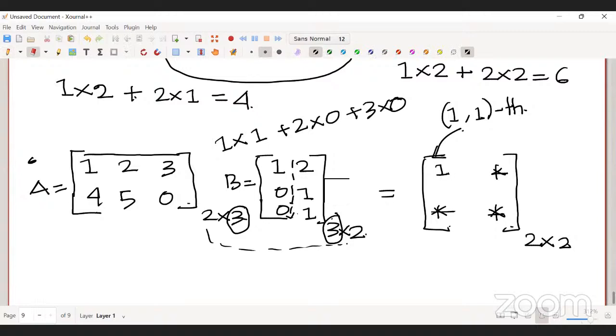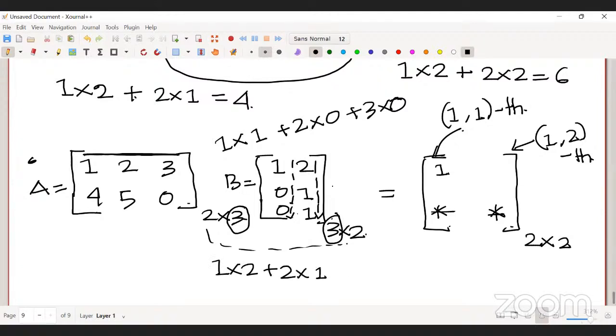And for this entry, which is basically the 1, 2 entry, what do I have to do? We have to multiply the first row with the second column. So this is basically 1 times 2 plus 2 times 1 plus 3 times 1, which is 7.